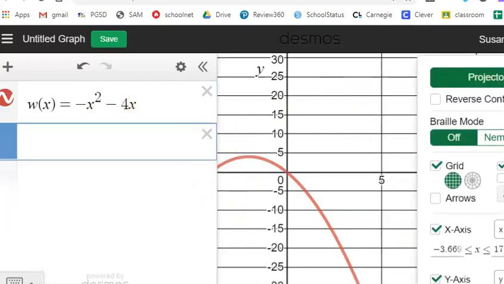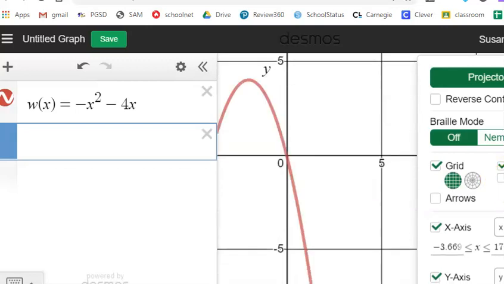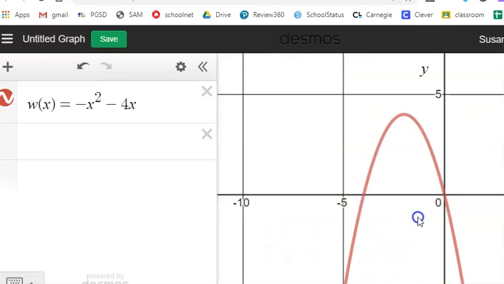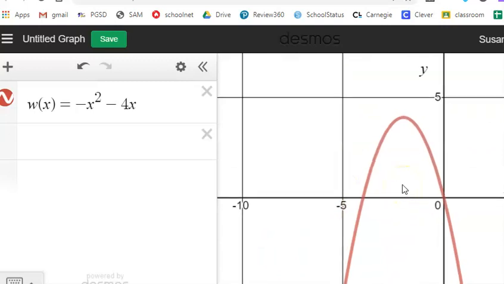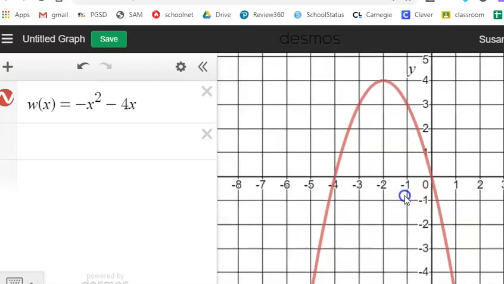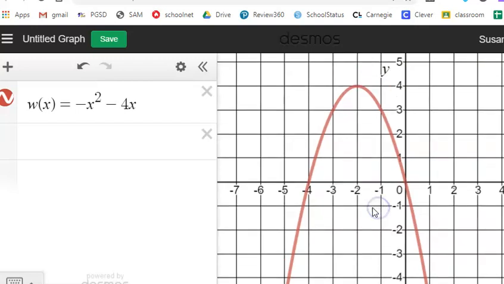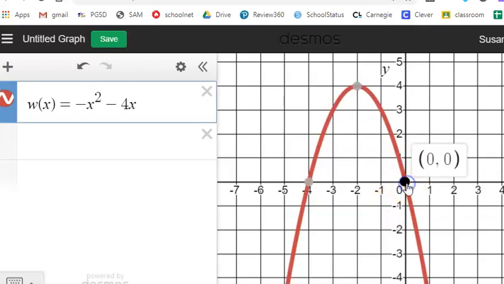And then I'm going to go back to my window and do Zoom Square and change everything back, because I really don't want to count by that. There we go. Nice Zoom Square. If you zoom out too much, it'll get rid of your minor grid lines. You can't see what you're doing. So I zoomed back in. That looks pretty good. Alright, so this time my x-intercepts are 0 and -4.